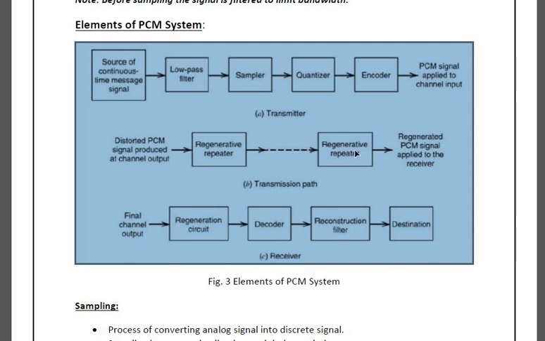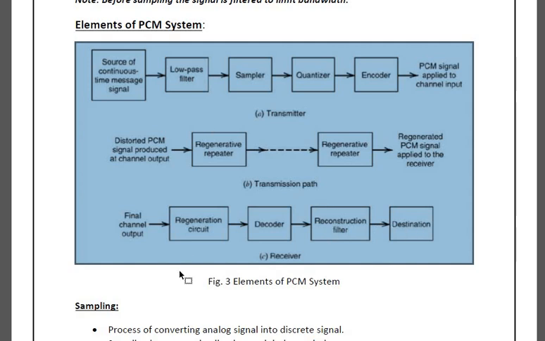The regenerative circuit output is nothing but the output we have got from the regenerative repeaters, the same output with proper amplitude and without any distortion, and that is given to the decoder. The decoder has to convert the binary signals into the approximated pulses. Then, through the reconstruction filter, the pulse values will be considered and converted into the original analog signal, and that is given at the destination.